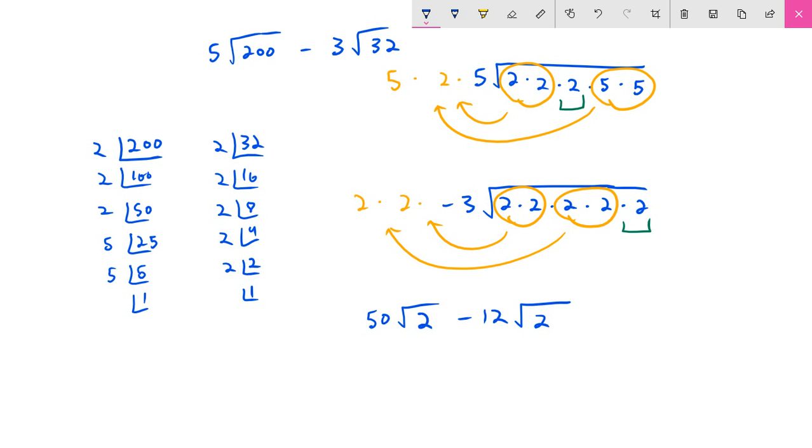Now we can subtract because the radicals are the exact same, right? So 50 minus 12 is? 38 square roots of 2, and that is your final answer.